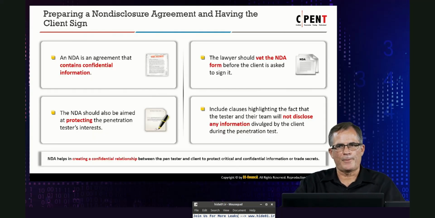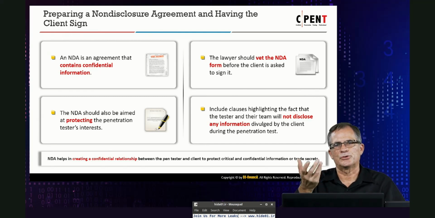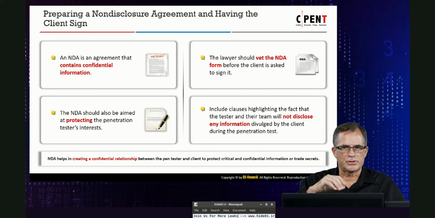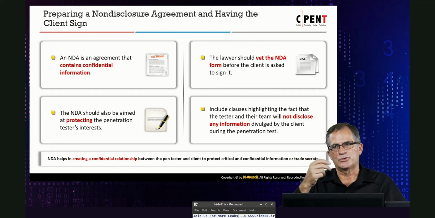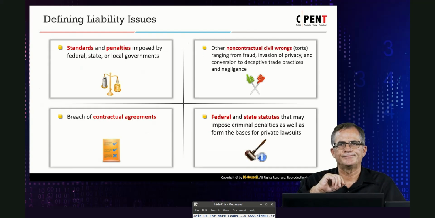Non-disclosure agreement, remember, in this non-disclosure agreement, we identify how we're going to protect the information of the client. This is our relationship, so the organization or the client knows we're going to protect their data. Make sure you've got forms that have been vetted by lawyers to make sure you didn't make a mistake, and make sure you have clauses that the team will try not to disclose any information during the penetration test, right? All these are critical when it comes to setting up your penetration testing contract.